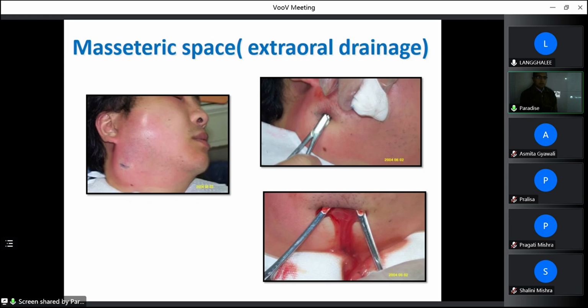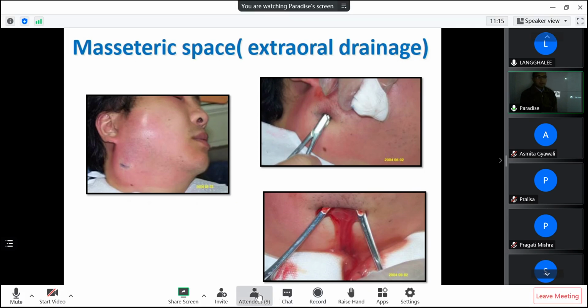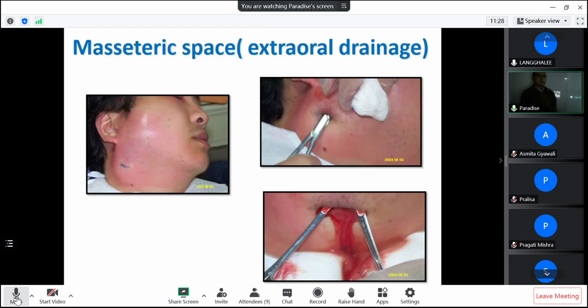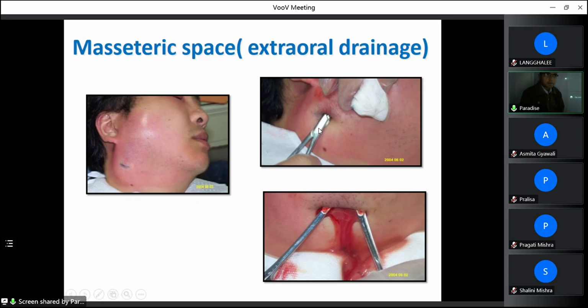In case of submasseteric space, after giving the incision over the lower border of the mandible, you have to incise the skin and subcutaneous tissue. After doing the blunt dissection, you have to separate the pterygomasseteric sling, and enter just below the masseter muscle, between the masseter muscle and the lateral surface of the ramus of the mandible, where the pus is collected. You have to use a blunt instrument, either blunt artery forceps or any other instrument. You have to enter the instrument in a closed state. Once you reach the submasseteric space, only then open the instrument and come out in the open state.